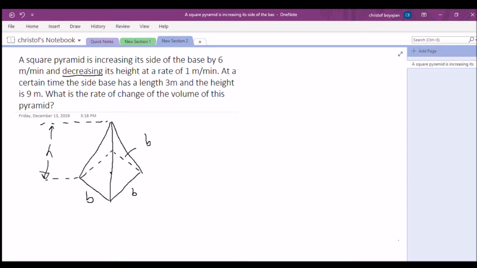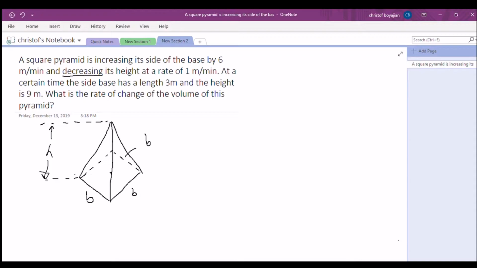Okay, so in this problem statement, we weren't given a figure of what is being described to us. So I went ahead and drew the figure. It's a square pyramid. I hope you don't judge my art skills. I tried drawing the square pyramid as best as I can. So I went ahead and drew this figure right here.